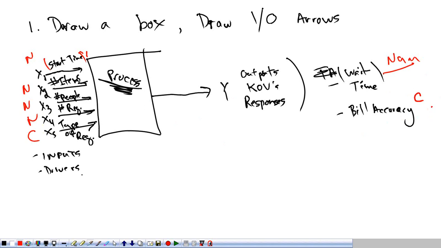So we have to be a little bit careful and look at the details before we just decide num and cat. But generally speaking, we can do it. Now let's just take a look at this first one.